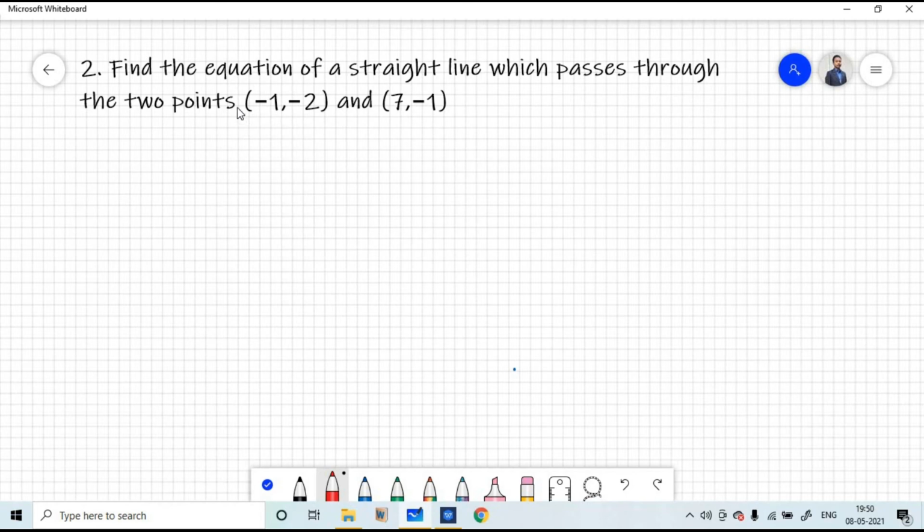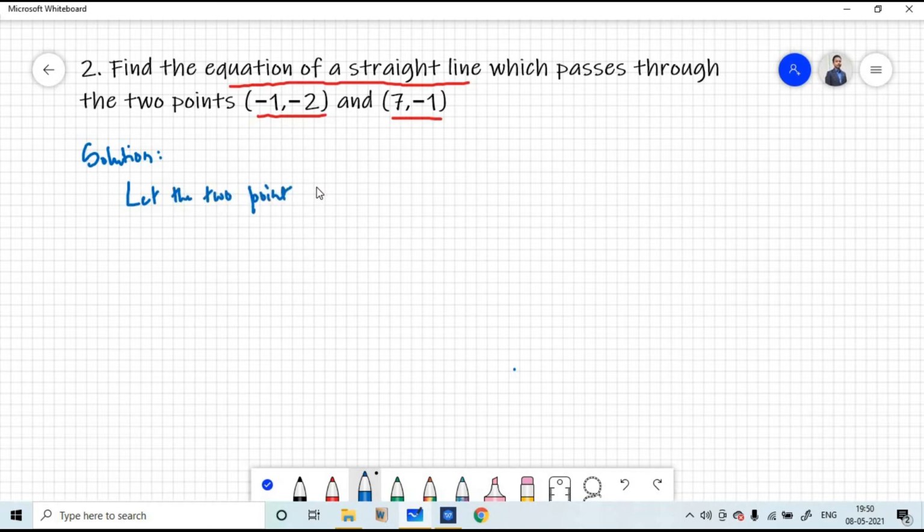Let us now solve the second question. In this particular question, they have asked to find the equation of a straight line which passes through 2 points, minus 1, minus 2 and 7, minus 1. In the solution, we will write down that the 2 points, let us give a name to them. The first point we will name A, and the second point B.